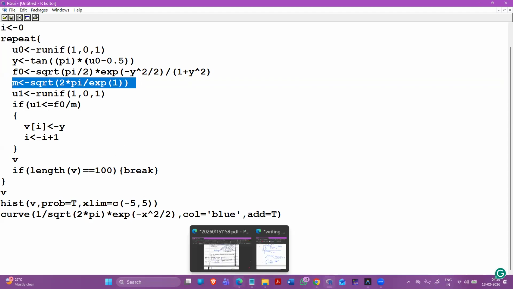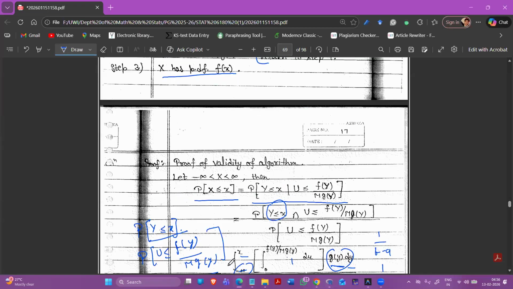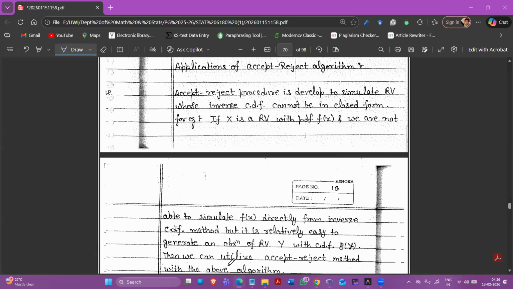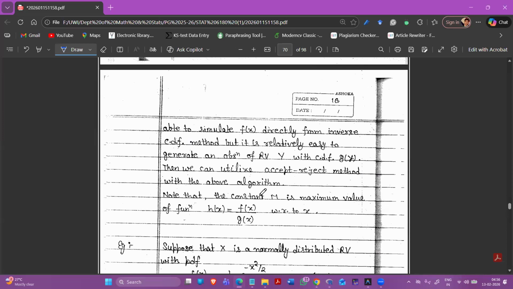M is basically defined as the, okay, see. Constant M is the maximum value of the function h(x) equals f(x) divided by g(x) with respect to x. What is the highest value of the difference you can take? Okay, M you need to select in such manner.